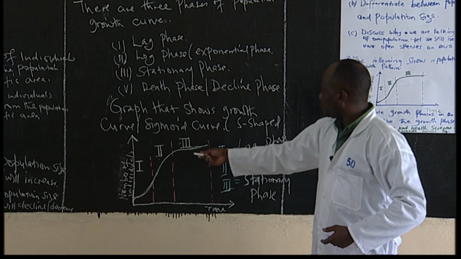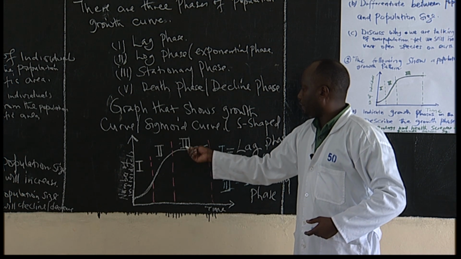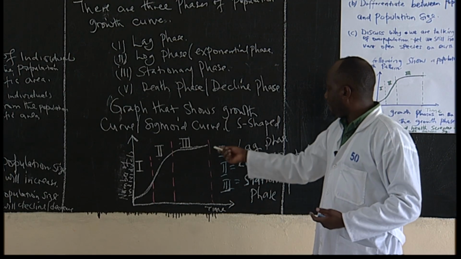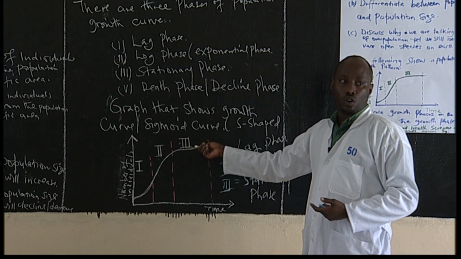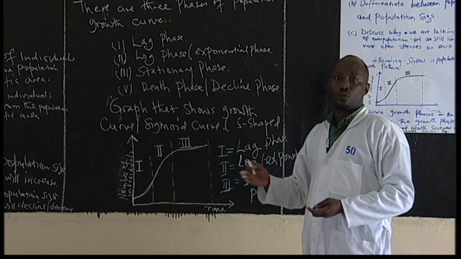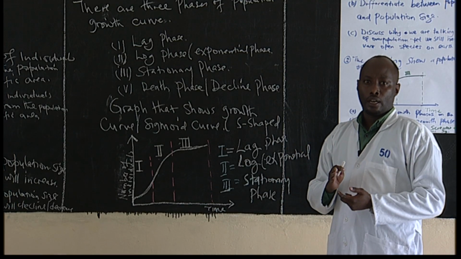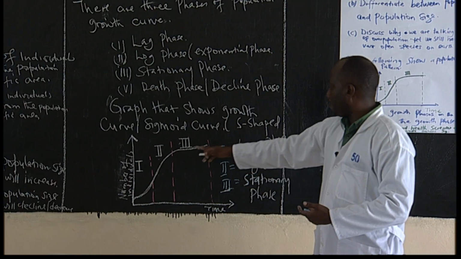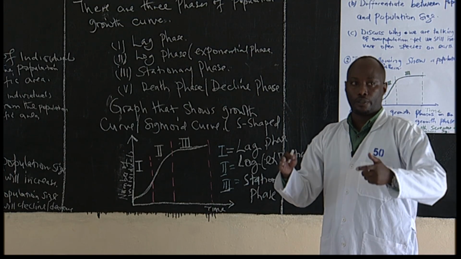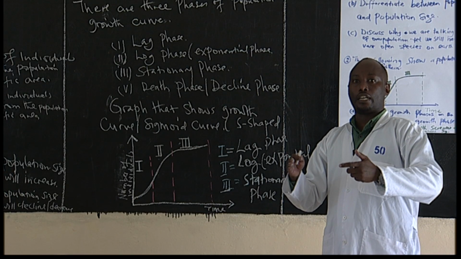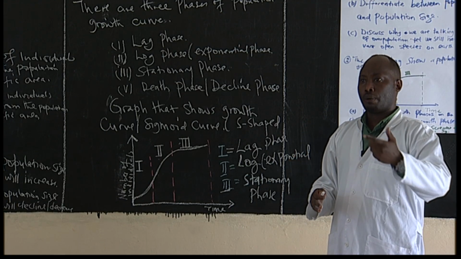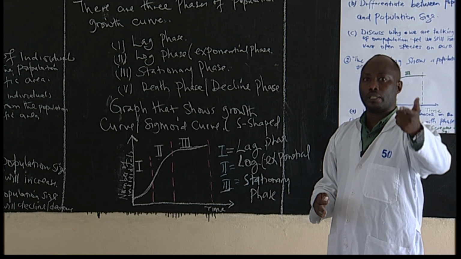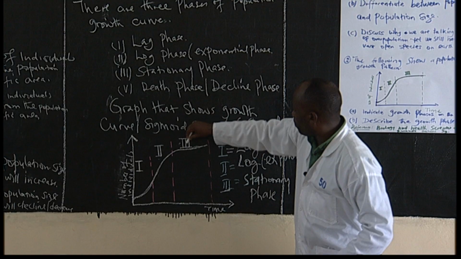When it comes to the last phase, the stationary phase, the individuals are no longer multiplying because there is environmental resistance. They have multiplied, they have doubled themselves. They are becoming very many. And if they become very many, they are going to exceed what we call carrying capacity. Students, when I say carrying capacity, what do you understand? The maximum number of individuals an environment can accommodate.